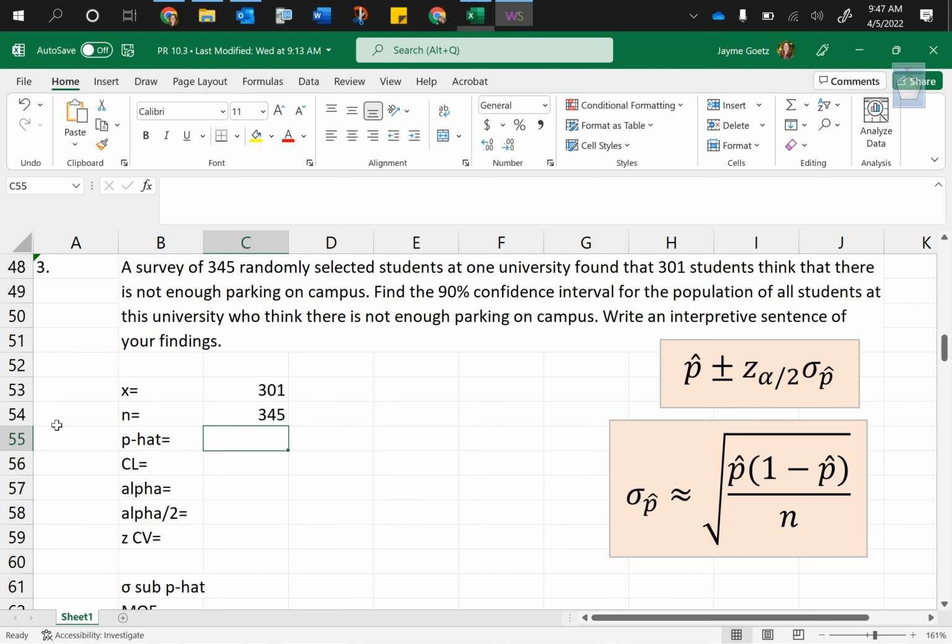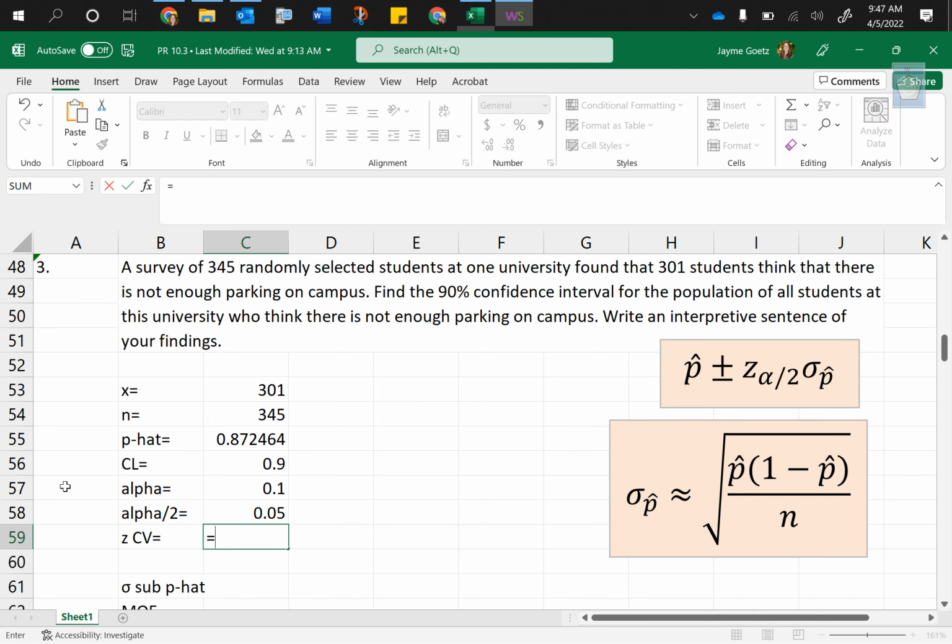345. Good. Now, to find your p-hat, you're literally just going to take x over n. So equals x divided by n. Don't round it, nothing like that. It's just right there. Now, the confidence level is what they told me. What did they tell me my confidence interval is going to be here? 90%, so that's going to be 0.90. How did I use that to find my alpha? 1 minus that, very good. Then alpha over 2 just equals that divided by 2. Now, how do we find my critical value? What do I type in?